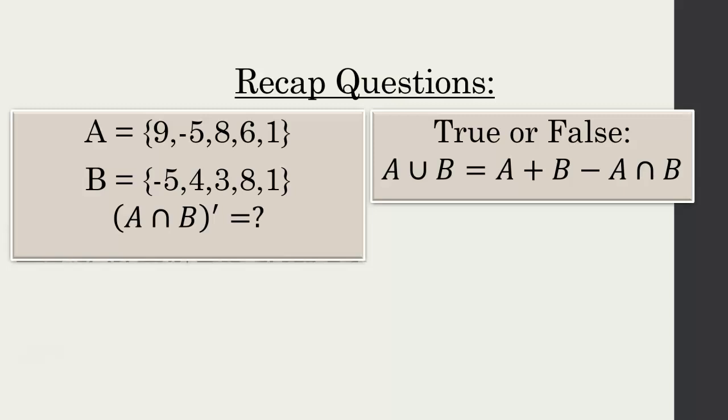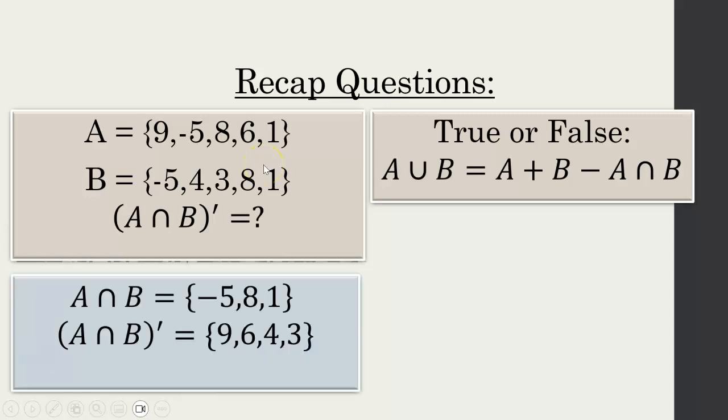So I have set A and B here. What's A intersection B? And then I have brackets around it, complement. Okay, so let's forget about the brackets and the complement. What's A intersection B? What's that mean? Intersection means everything they have in common. So what do they have in common? They have -5 in common. They have 8 in common. And they have 1 in common. So I have -5, 8, and 1.